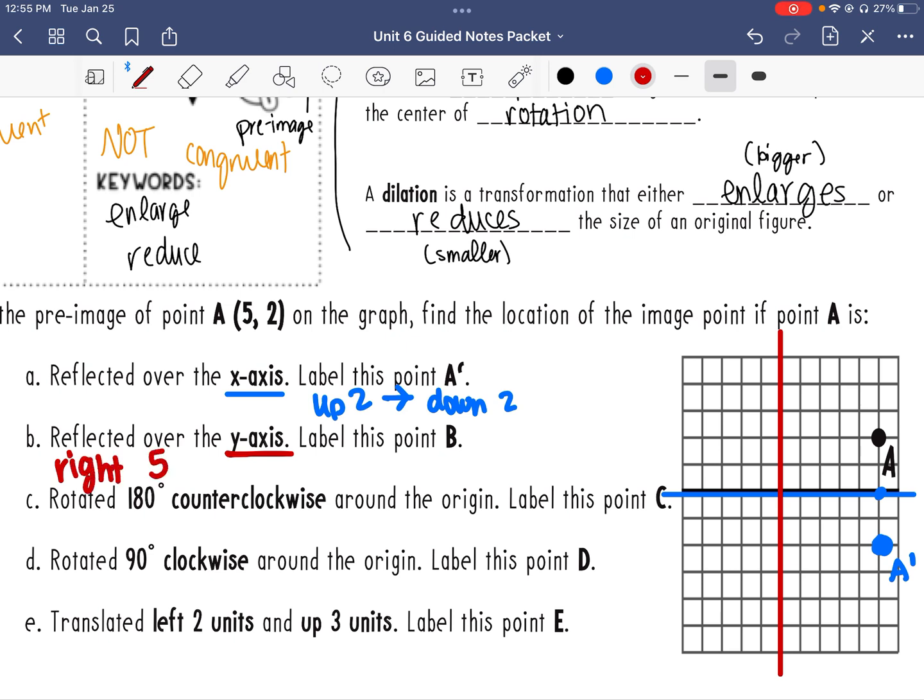So you got there by going right 5. So we need to go left 5. I'm actually going to put this over here. Okay, so same up and down, but then we go left 1, 2, 3, 4, 5. And that's where we put our new dot. And this time it wants us to call it B.